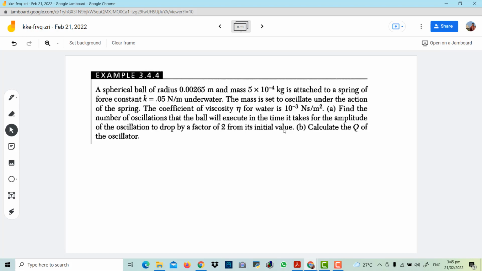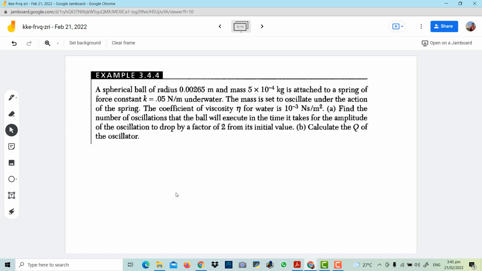So take note, the Brownian harmonic oscillator and the damped harmonic oscillator are actually not the same. The Brownian is based in statistical mechanics, while the damped harmonic oscillator is in the field of classical mechanics. You can also do quantum mechanics. Okay? So it involves water with viscosity equal to 10 to the minus 3. The question is, what is the number of oscillations that the ball will execute in the time it takes for the amplitude of the oscillation to drop by a factor of 2?